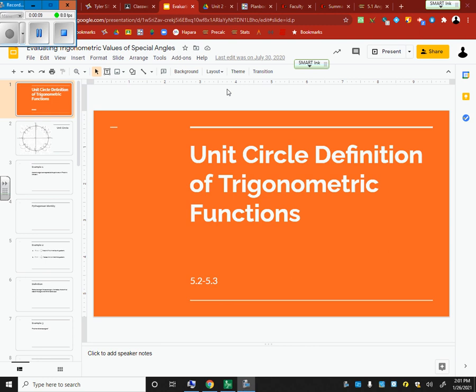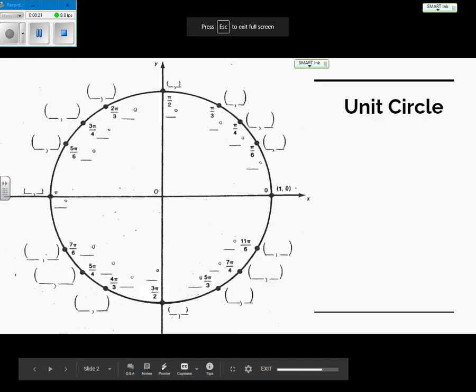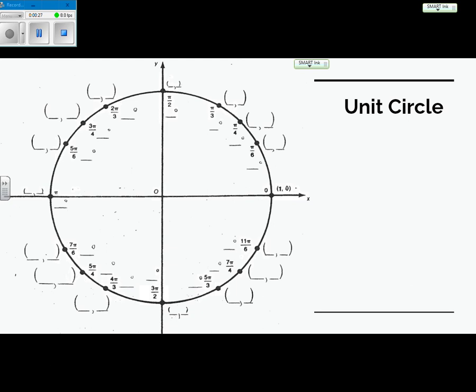All right, today we're talking about the unit circle definition of trigonometric functions. So we need our unit circle out. The back of our unit circle? Whichever side, I like to have it all on one, but if one side's getting a little congested, then we need to go ahead and go to the other side.